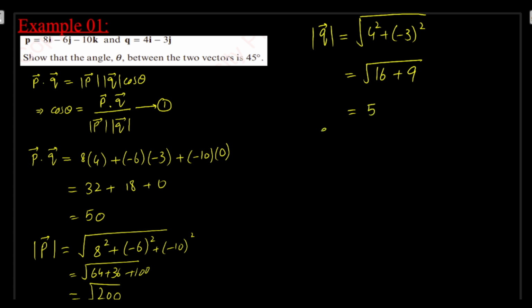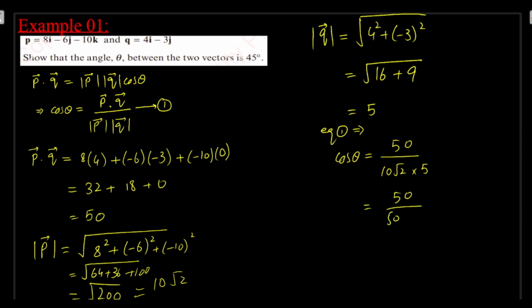Using the values, equation 1 becomes cos theta is equal to p dot q, which is 50, divided by the value of |p|, which is 10 square root 2, and that of |q|, which is 5. We can write it as 50 divided by 50 square root 2. Cancelling 50 with 50, we get 1 over square root 2. So theta is equal to cos inverse of 1 over square root 2, and by using a calculator we get theta is equal to 45 degrees, which is the required angle between the vectors p and q.